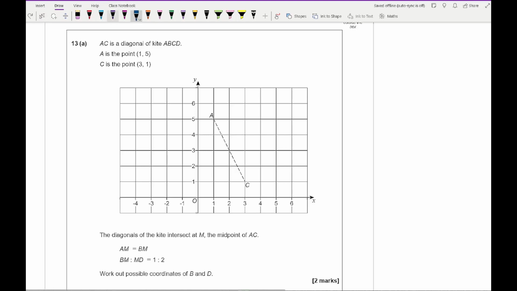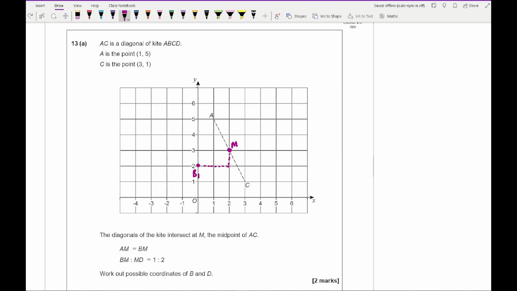Now for this, we need to make sure it produces a kite, and we know that the distance from B to M, so M is the midpoint, which is here. So we know that the distance from B to M is going to be half the size of M to D. Now there's 2 possible answers you can give for this particular question. So either we can say that B1 is here and therefore B2, and if you look at the directions of this, that's going to be twice the size.